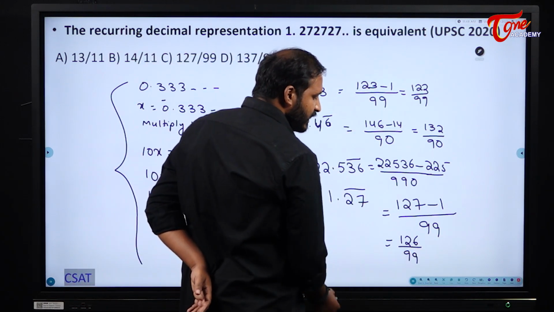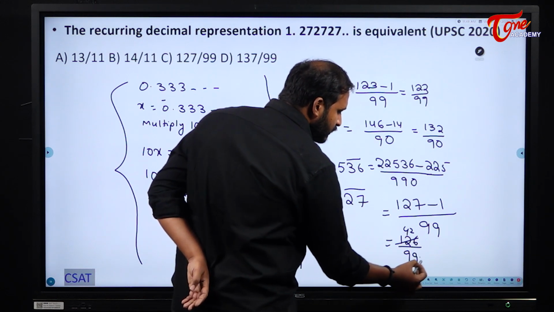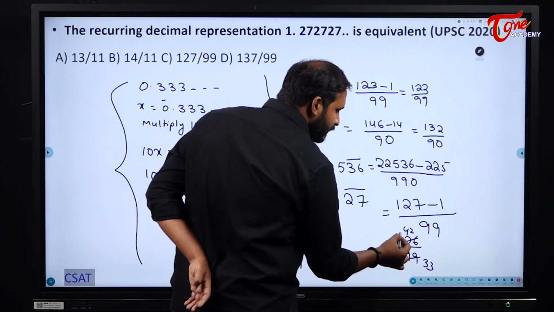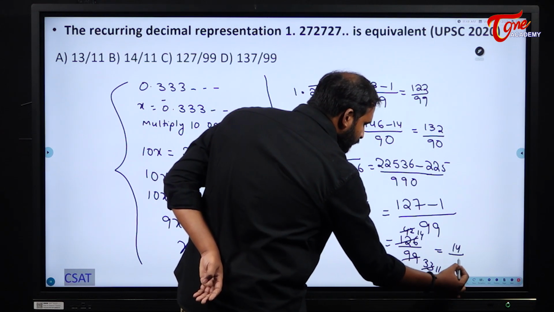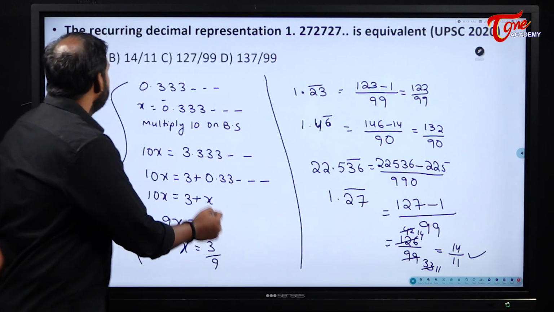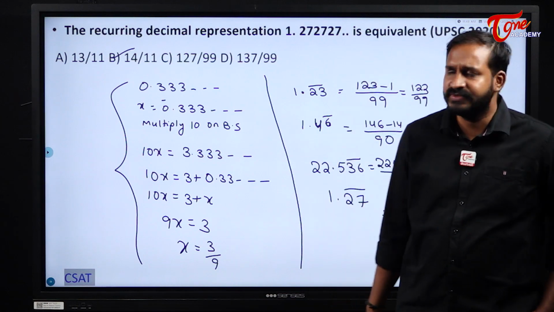Now cancel it if they are cancelable. In the 3 table, 42, 33. Once again in the 3 table, 14, 11. So what is its value? 14 by 11. So our answer here becomes 14 by 11.